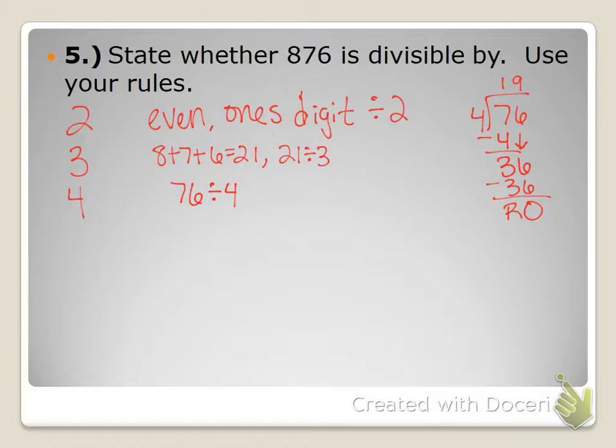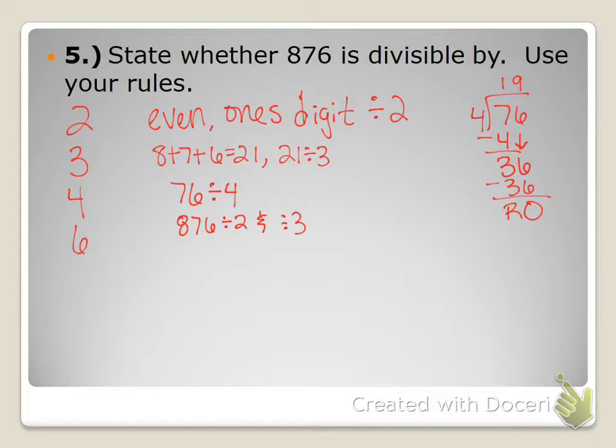Okay, what about 5? No, why not? The 1's digit is not 0 or 5. What about 6? Yes, why? Okay, 876 was divisible by 2 and divisible by 3. So if 2 and 3 are on the list, 6 has to be on the list.